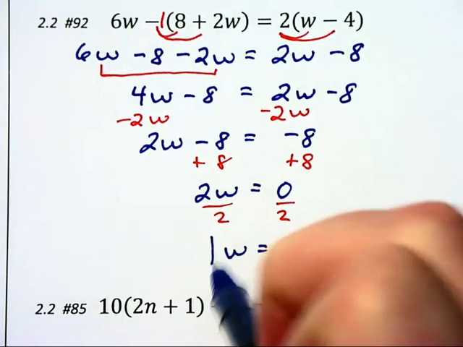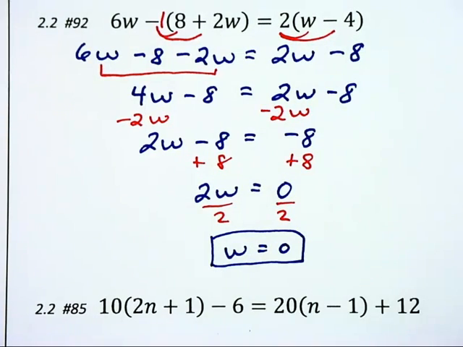Notice that is not a no solution. That's the actual value, 0, which is the solution, which can be checked if you substitute it back into the original equation.